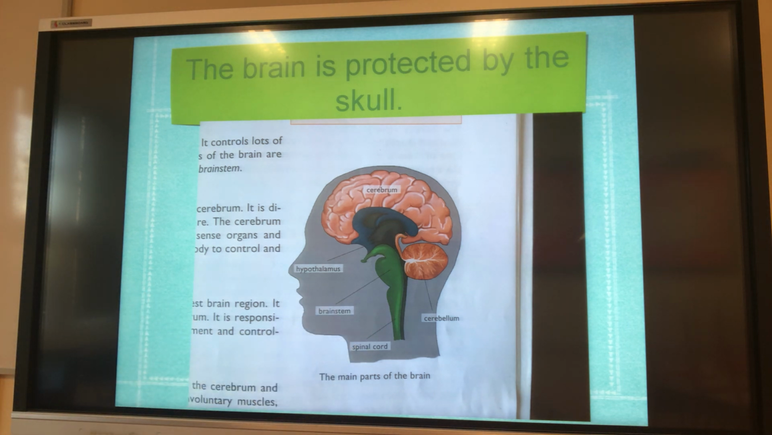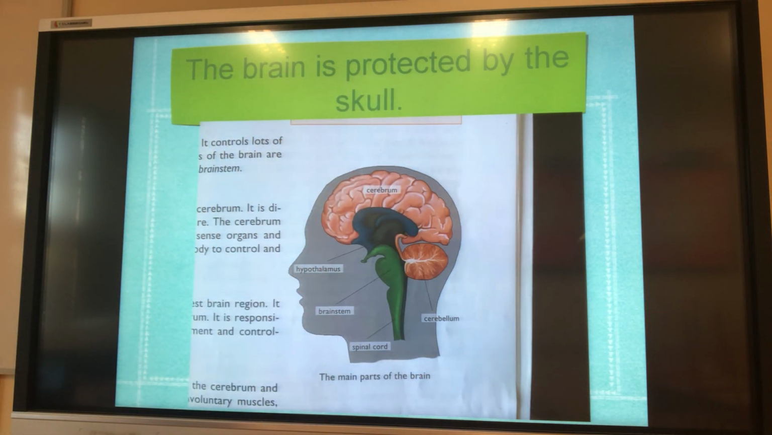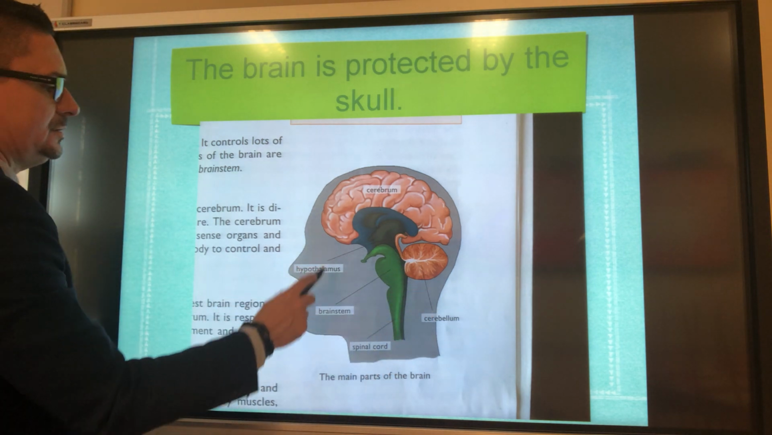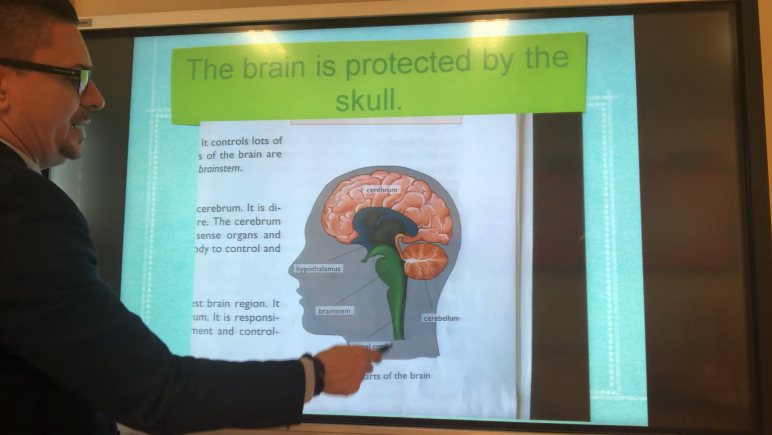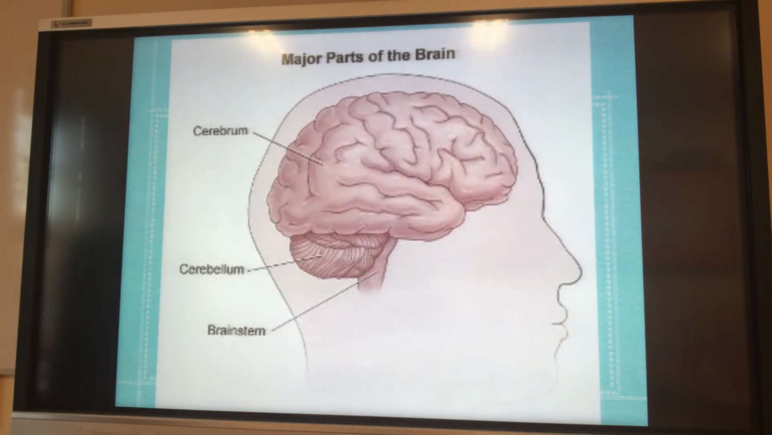You can find the Hungarian meanings of these words here in the word list. So once again, cerebrum, cerebellum, hypothalamus, brainstem, and the spinal cord. We are going to analyze three of these: the cerebrum, the cerebellum, and the brainstem.